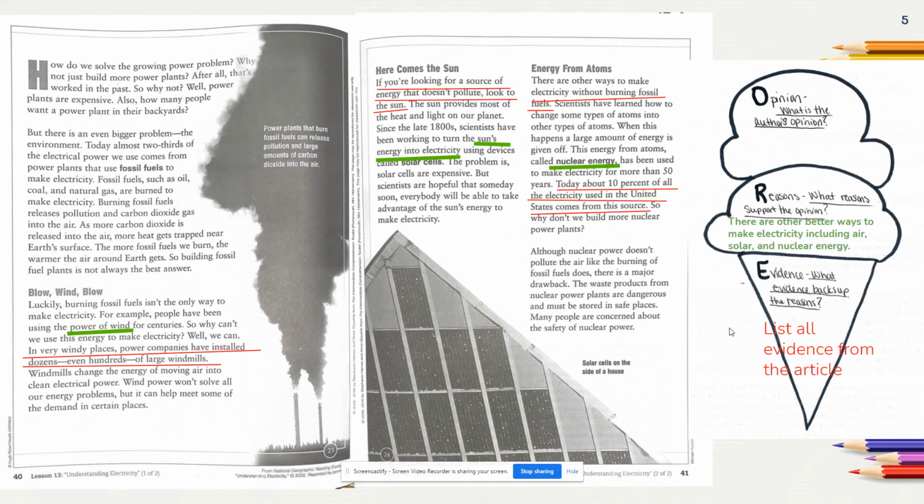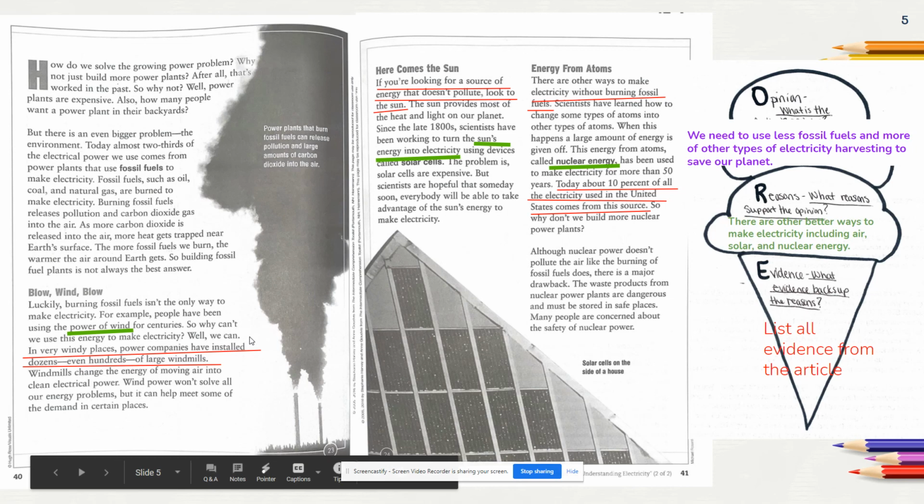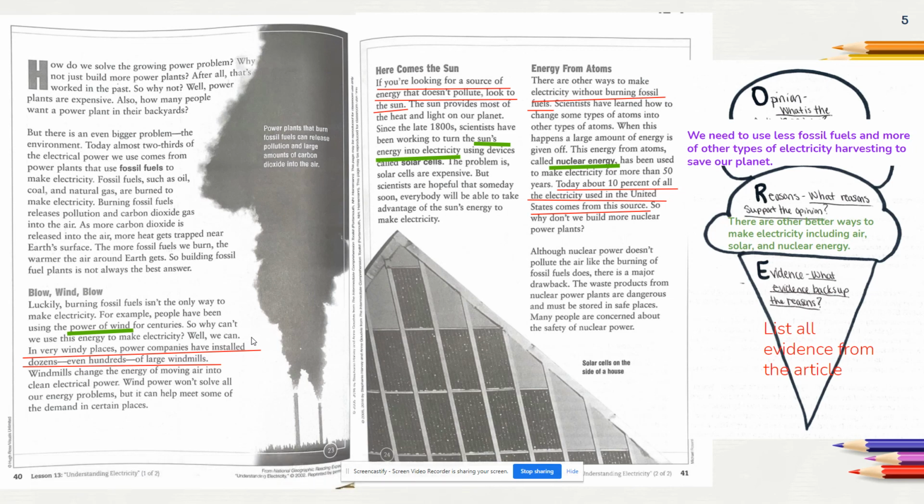So by looking at all of this evidence and all of the reasons that the author gave, I can add these all up together with my background knowledge, and I can infer that the author's opinion is we need to use less fossil fuels and more of other types of electricity harvesting in order to save our planet. I can infer this information because the author states in the article that they are looking at other forms of energy, including wind, sun, and nuclear energy.